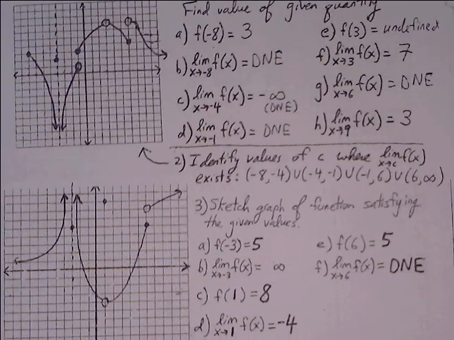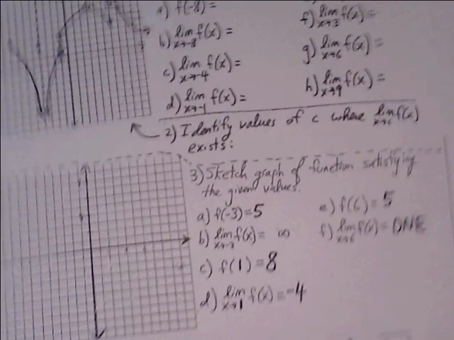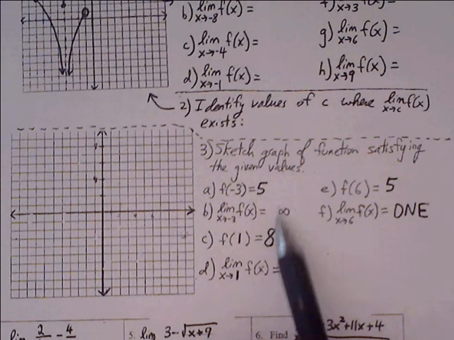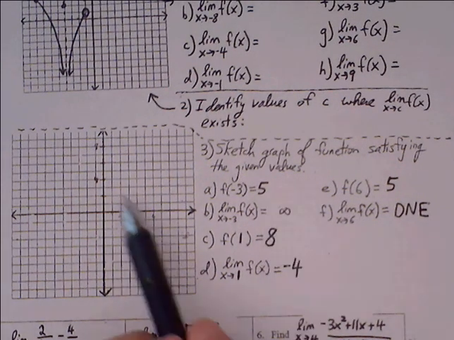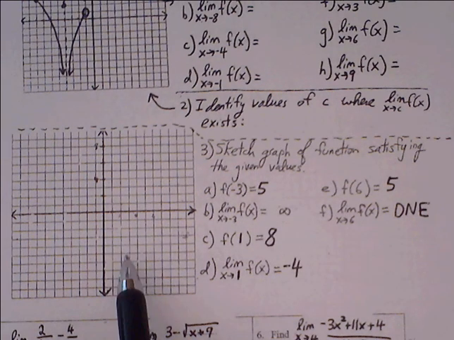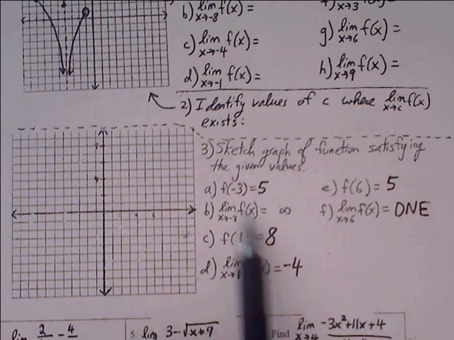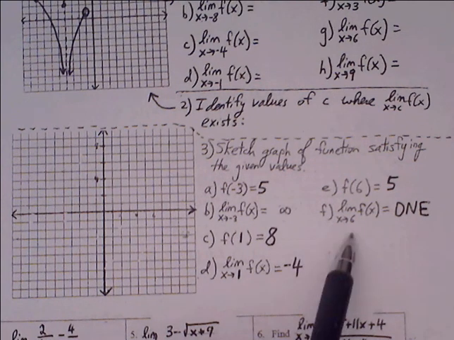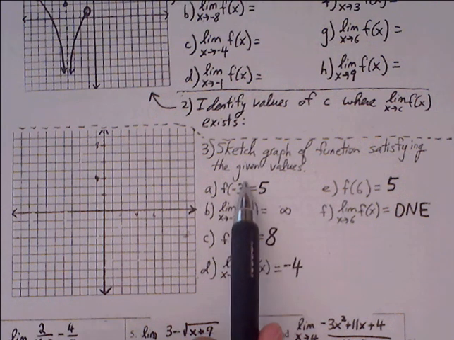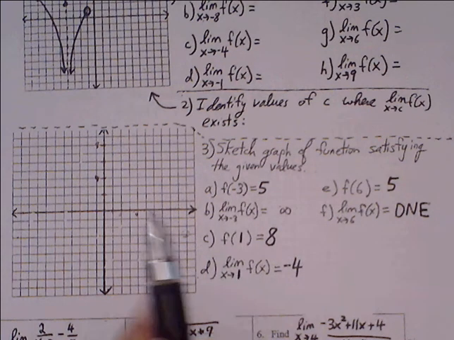For number 3, it says sketch the graph of a function satisfying the given values. So let me work this through with a blank copy here. If I'm given ordered pairs and limit information and I'm trying to sketch out this graph, we may have graphs that look different depending on how we interpret this, but I'm just going to give one way that we can potentially interpret and sketch a graph that satisfies these characteristics. So I think the easiest thing to do first is just go ahead and plot these points, because we know these points will exist on the graph.